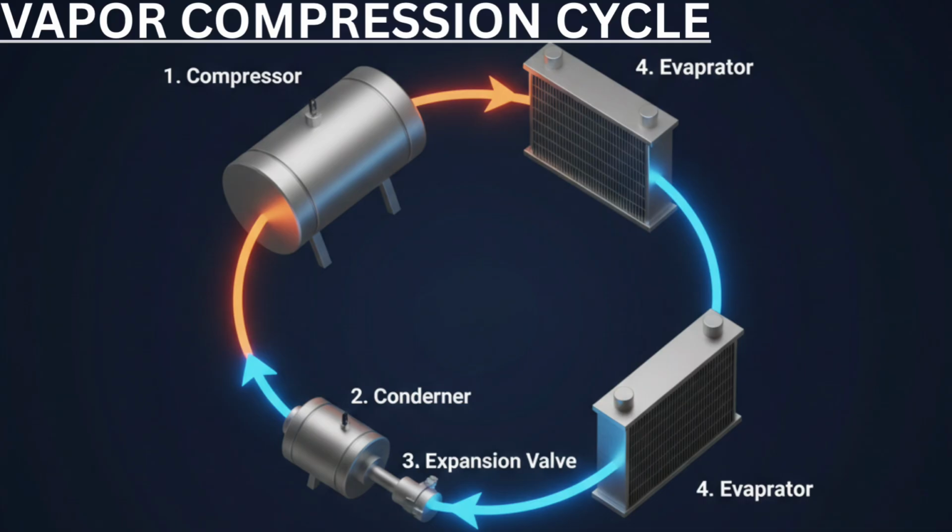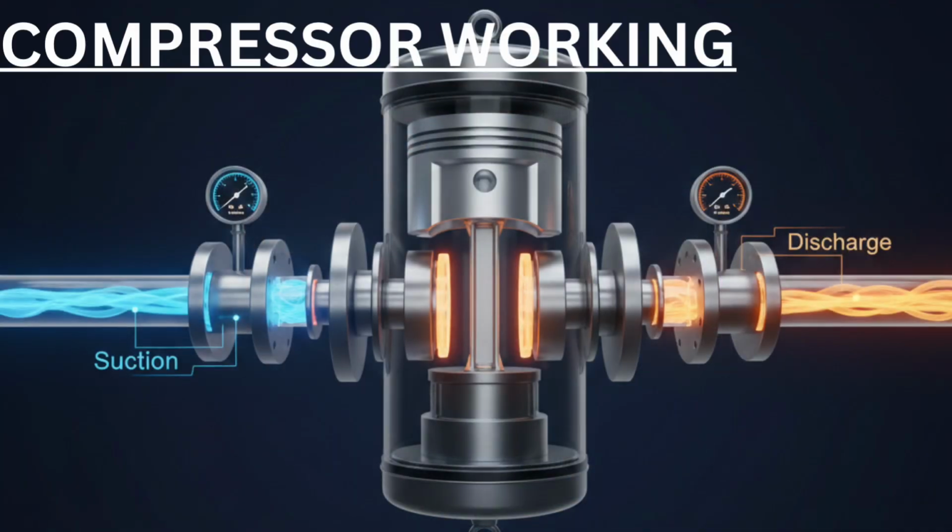The compressor increases pressure. The condenser rejects heat. The expansion valve drops pressure. The evaporator absorbs heat. This cycle repeats continuously. Without any one of these components, the refrigeration process cannot work. Now let us examine each component in detail, starting with the compressor.